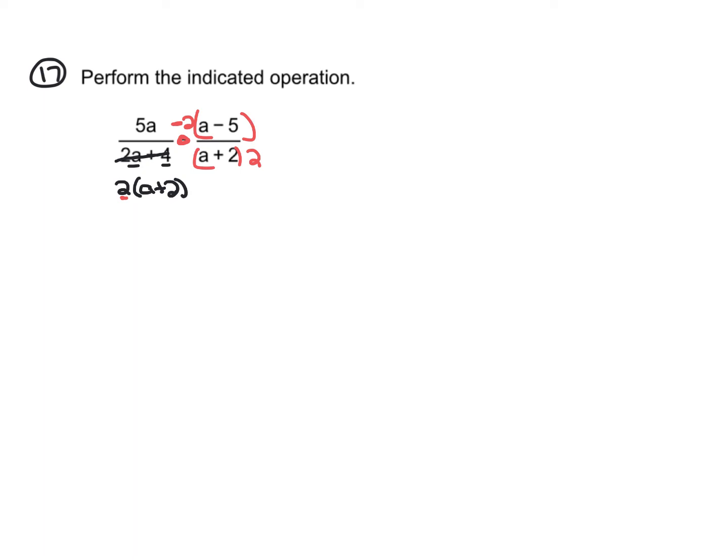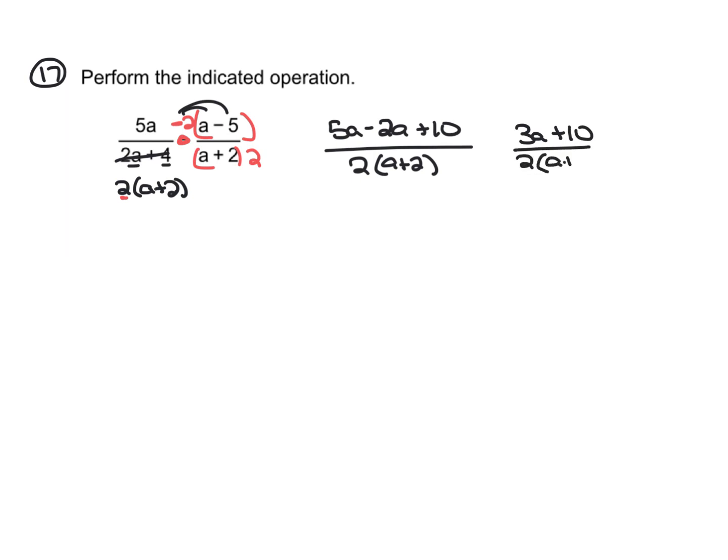So now my top is 5a minus 2a. Negative 2 times negative 5 is positive 10. And my bottom is 2 times a plus 2. 5a minus 2a is 3a plus 10 over 2 times a plus 2. 3a and 10 don't have anything in common, so I can't factor anything out. It just stays the way it is.